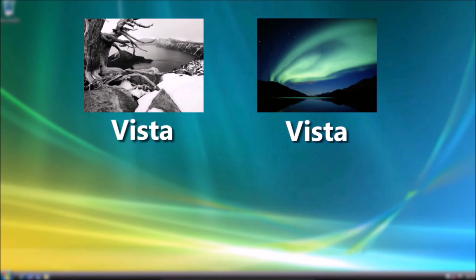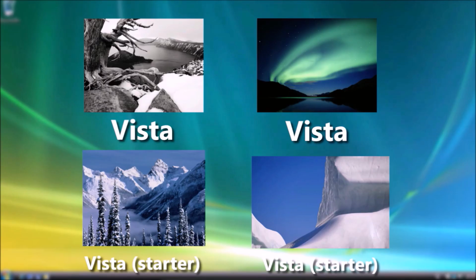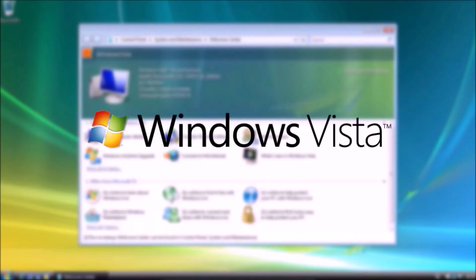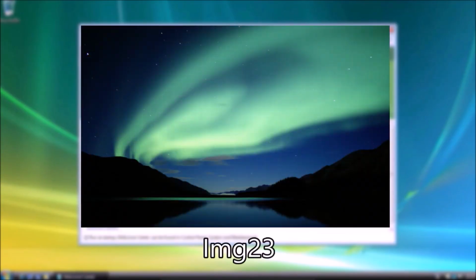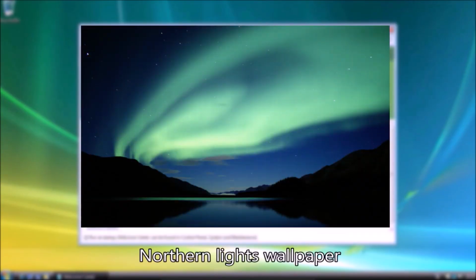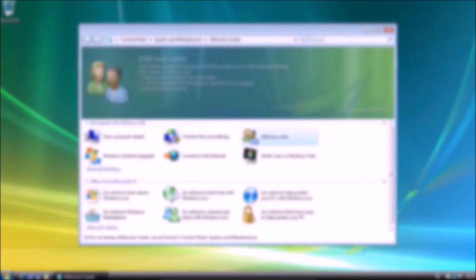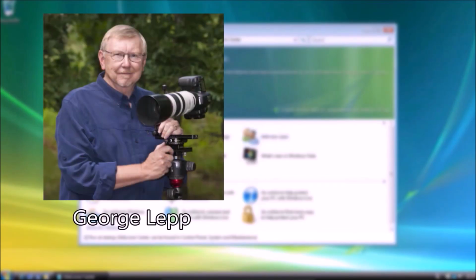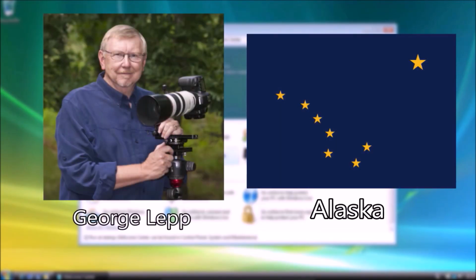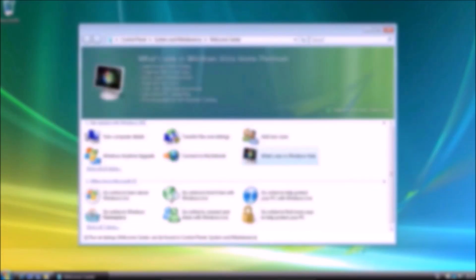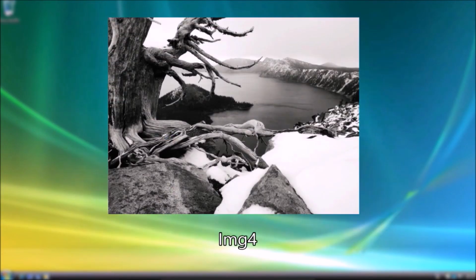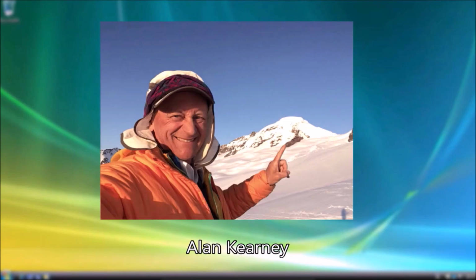In Vista, there are only 2 snow-themed wallpapers, but in the Starter Edition, there are another 2 which are unique to it. In Vista, without a doubt the most well-known one is the so-called Image 23, also known as the Northern Lights wallpaper. It was photographed by George Lipp at the US state of Alaska in 2005. The second, not as well-known one is Image 4, which was made by Alan Carney at Crater Lake, Oregon.